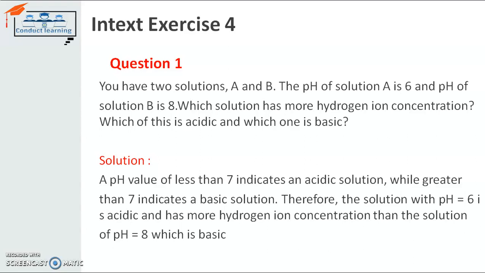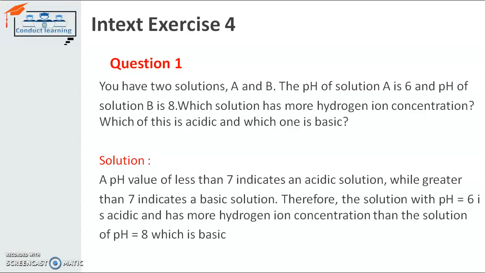So you are given two solutions with defined pH values, and you have to find out which solution has more hydrogen ions. That means to say, which solution is acidic, because the solution that has more hydrogen ion concentration is acidic, and the solution that has more OH negative ion concentration is basic.